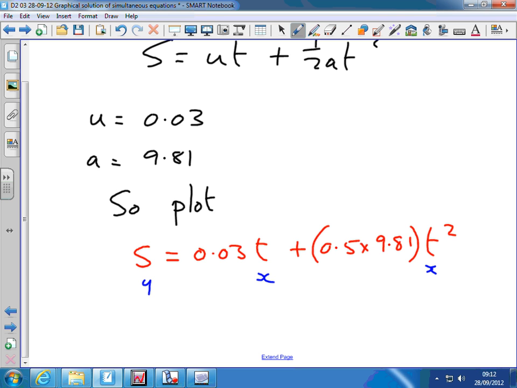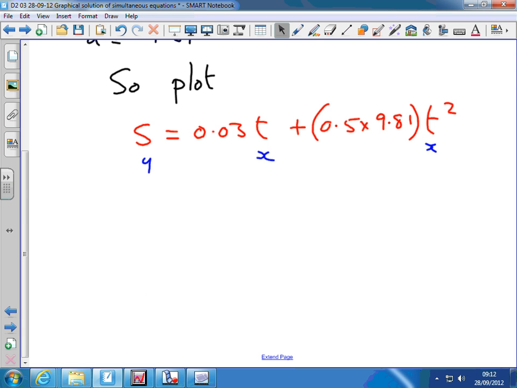Now we know values. So what's 0.5 times 9.81, someone? What is it? Sorry, 0.4 something or other? 0.4 point, yeah. 4.905 x squared. So that's what I'm going to plot on Autograph.